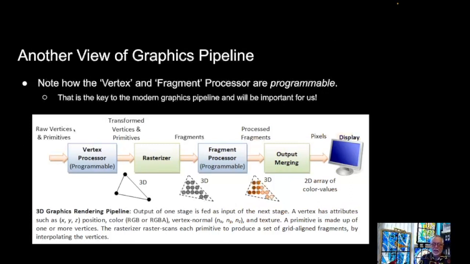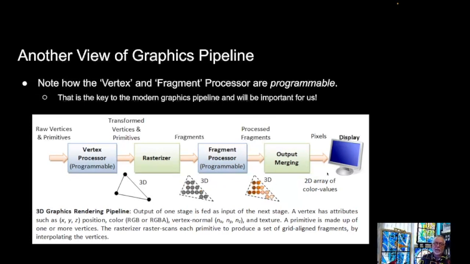Here's another view of this pipeline. We take our vertices and our primitives, we process them into transformed vertices. The rasterizer is the hardware. We don't control that, and it gives us a bunch of little pixels, and it says give me the colors for that, so we write a program for that, and then we take the output of that and we merge it into the frame buffer.